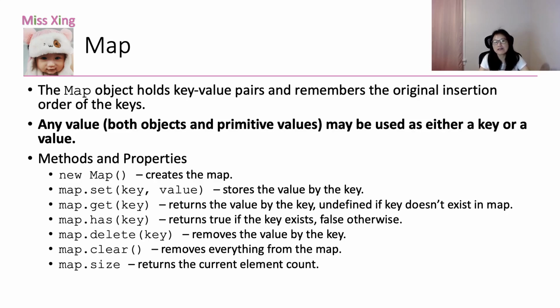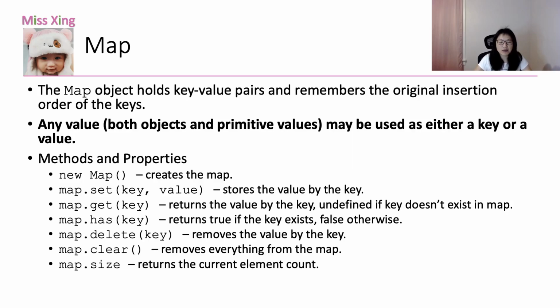So map can hold key value pairs and it remembers the original insertion order of the keys. So when we do a loop, you will see the order of the keys and values is the same as we inserted. And second, any value: both objects and primitive values can be used as a key. This is very important, because object values can also be any type, right? But a key in an object, which we will also cover later, can only be a string. For the map, you can use primitive values, and you can use an object as a key.